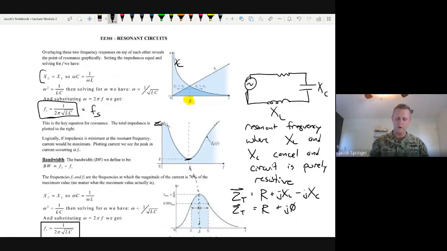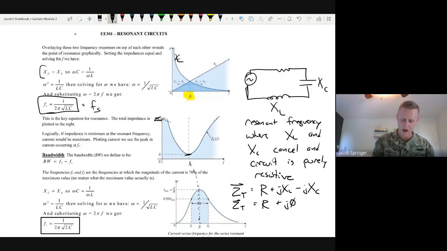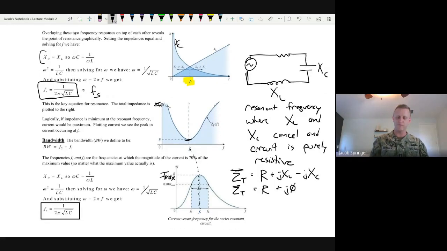Right here is the other resonant frequency, where the I is maximized. And what that says right there, it's maybe hard to see, but the I is maximized. So at this resonant frequency, they cancel each other out. The result is purely resistive, and I is maximized.